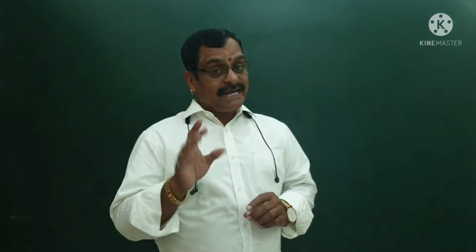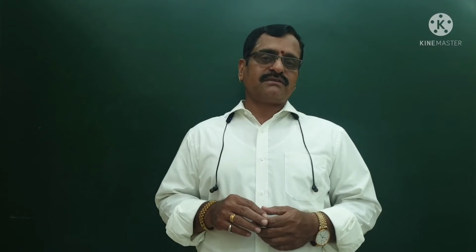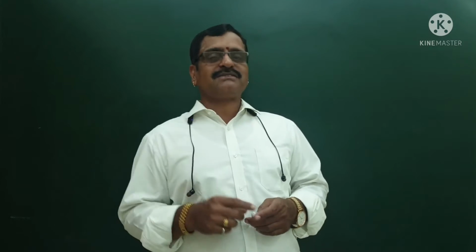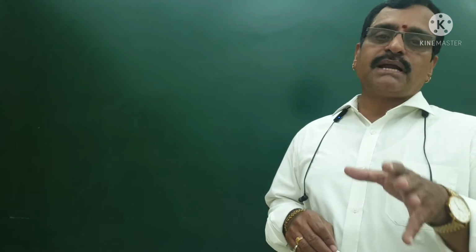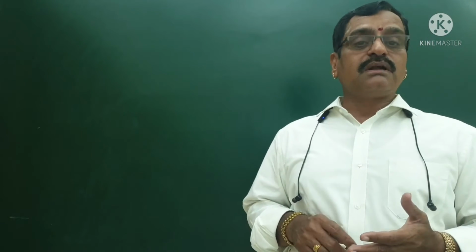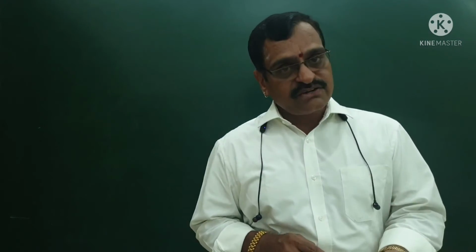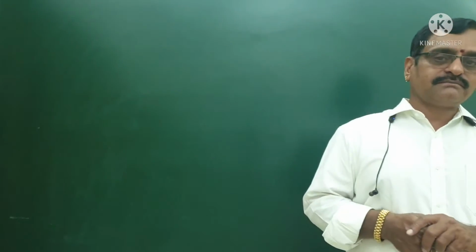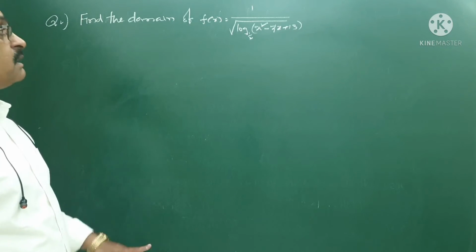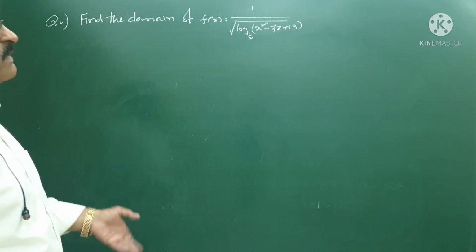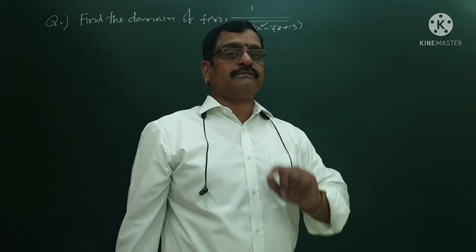This is the 10th video on single variable calculus of chapter functions. In this video, I am going to discuss some numerical problems based on transcendental functions, especially on exponential and logarithmic functions. Find the domain of f of x is equal to 1 over root of log of x square minus 7x plus 13 by base half.